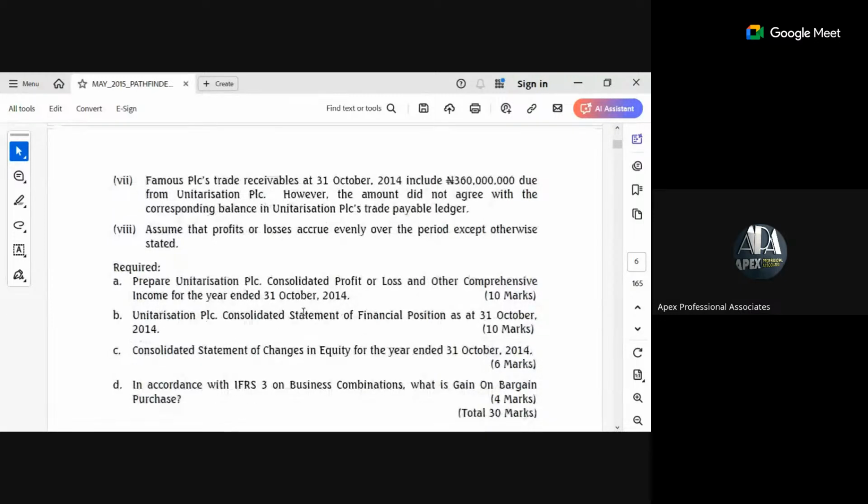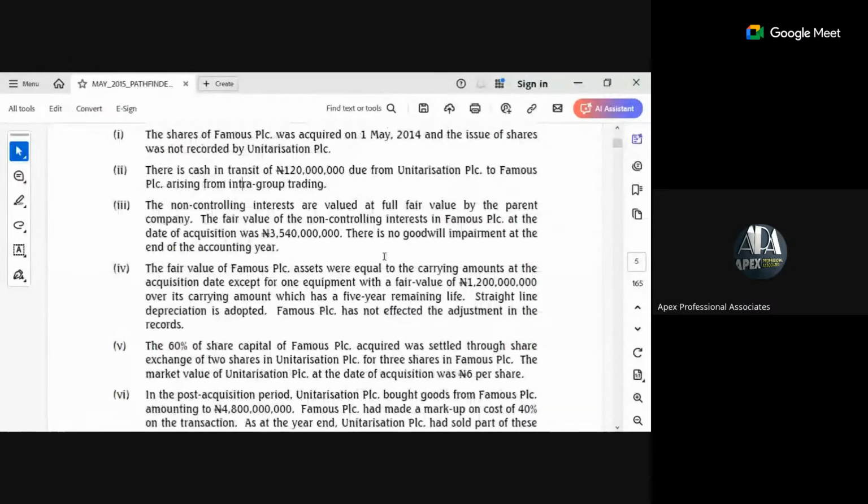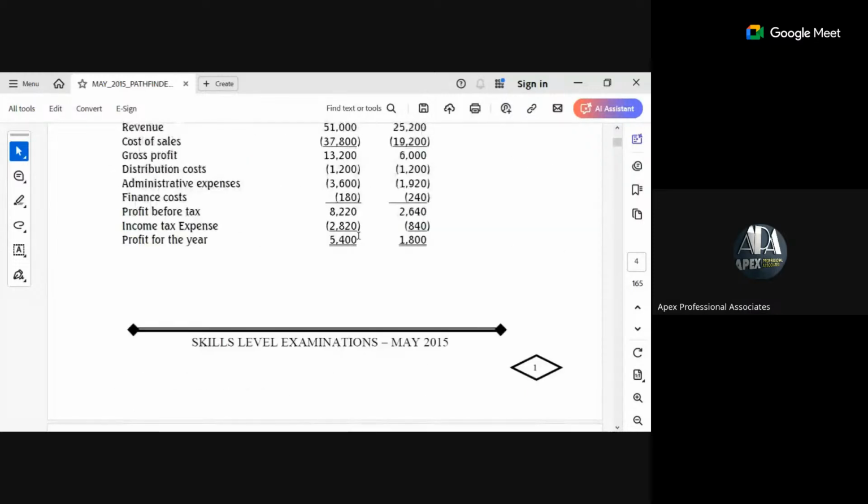Now, what they're asking you to do is to prepare the consolidated profit or loss and the consolidated financial position and changes in equity. Then they ask a theoretical question. Now, my concern here would not be to do any of what they've asked. We are going to focus on how you compute the goodwill.